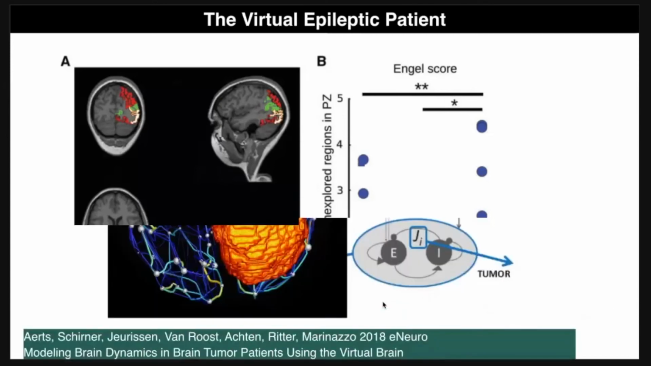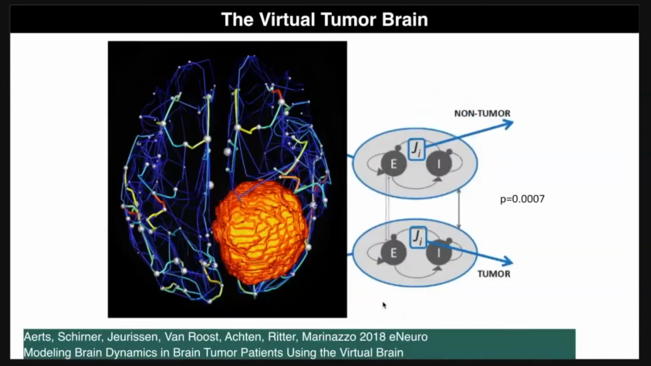Here, this is a study from our colleagues in Belgium, at the University of Ghent, Daniel Marinazzo. They have virtualized the brains of patients with brain tumors. And they found, among other observations, that the model parameter J, the feedback inhibition parameter, can differentiate between tumor tissue and non-tumor tissue, which could also be important information for the neurosurgeon in future.